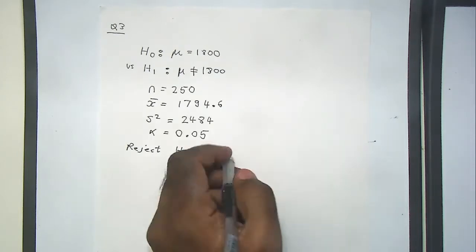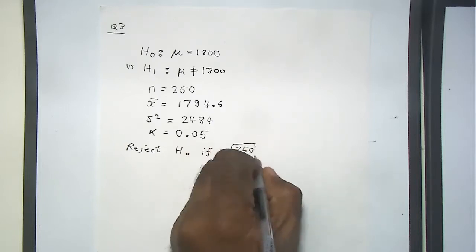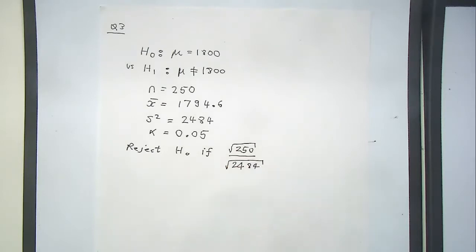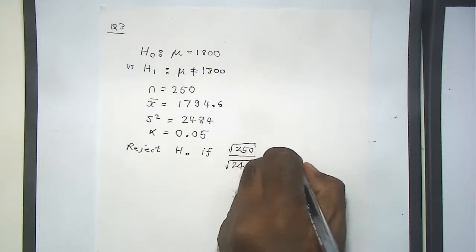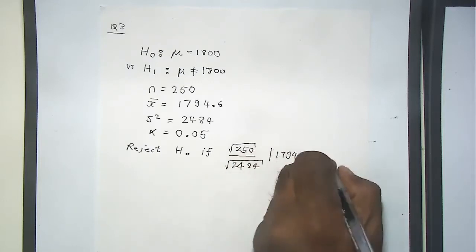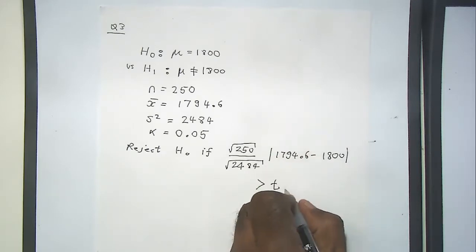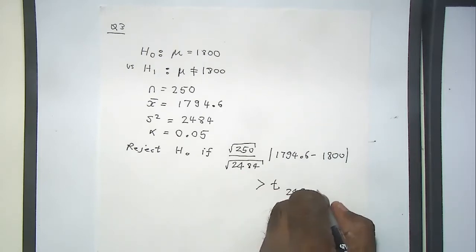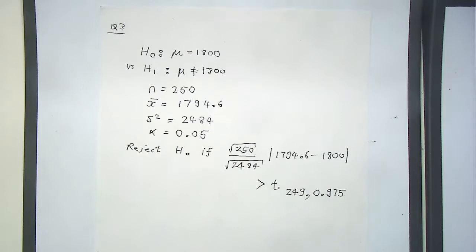So you reject H0 if root of n, which is root of 250, divided by s, the square root of 2484, times x bar, which is 1794.6, minus mu 0, which is 1800, is greater than t n minus 1, which is 249, 1 minus alpha by 2, which is 0.975. Now this is where you need to use the t table. It is in front of you.